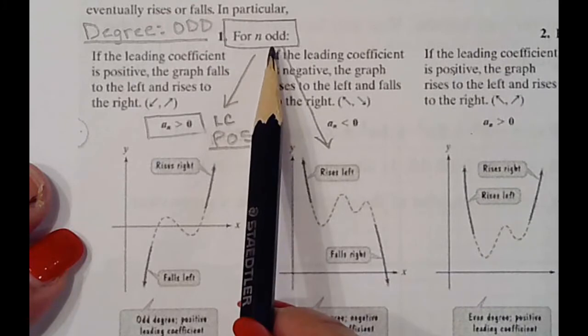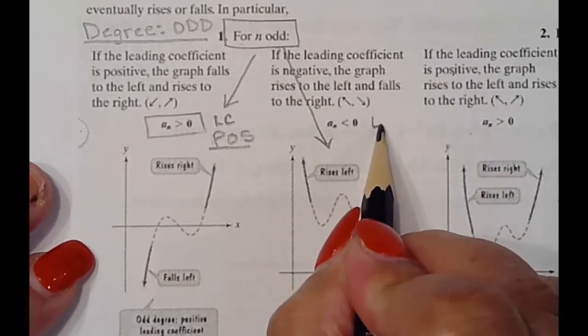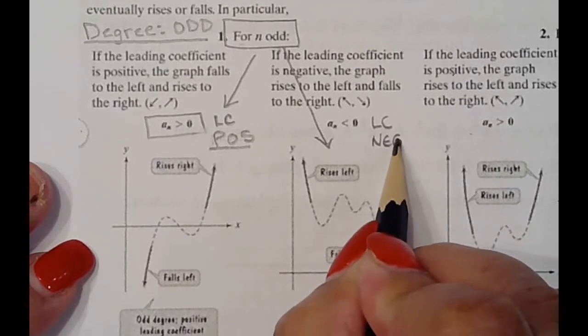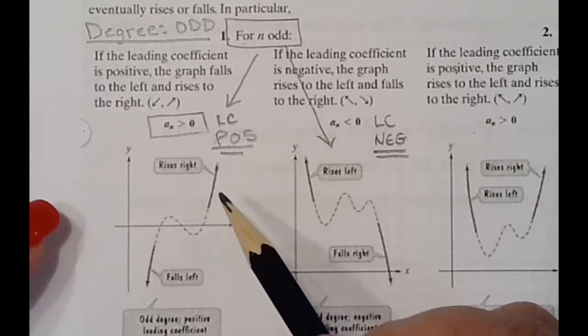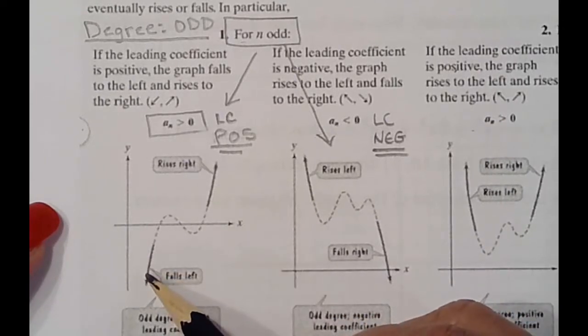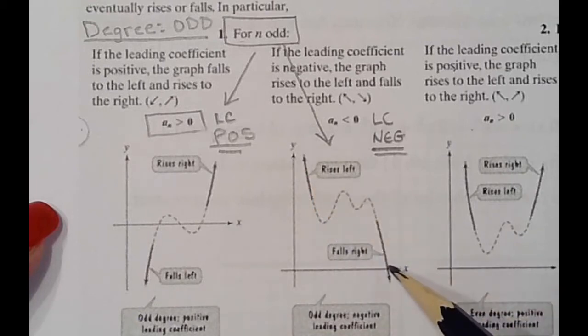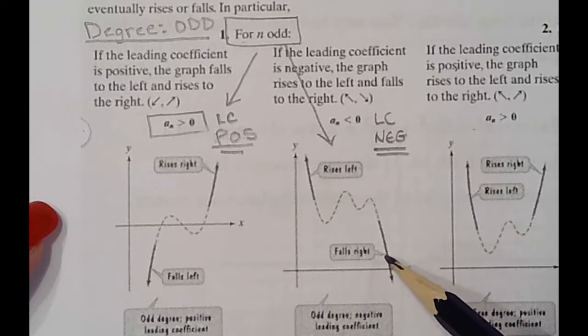If your highest degree is odd, highest power is an odd number, but the coefficient in front of it is negative, this means the leading coefficient is negative. If that's the case, then instead of the right side going up and the left side going down, it would be the reverse of that. Left would go up, the right would go down. So maybe you can memorize this one and just reverse it to know the other case.